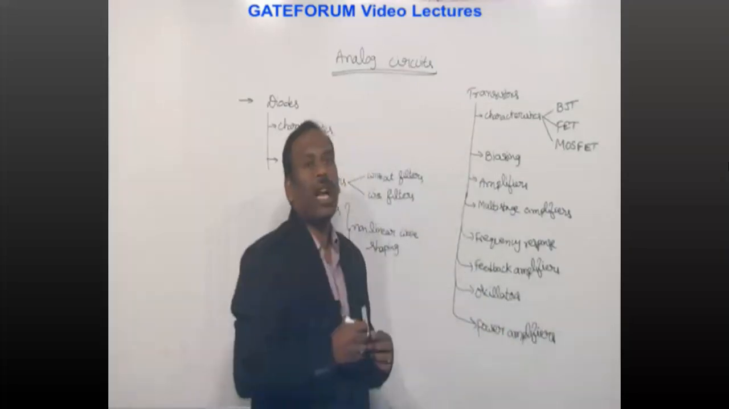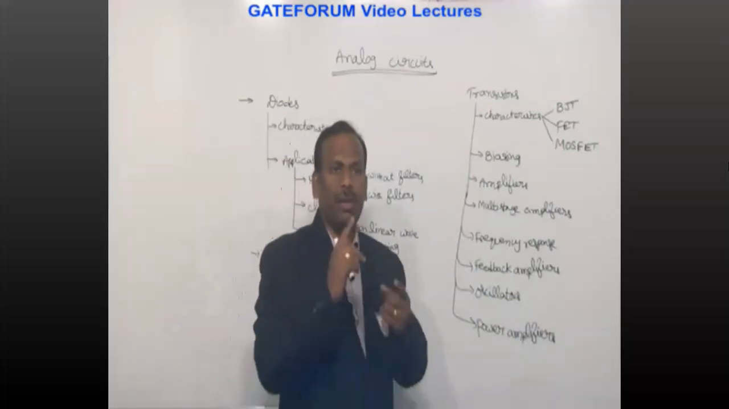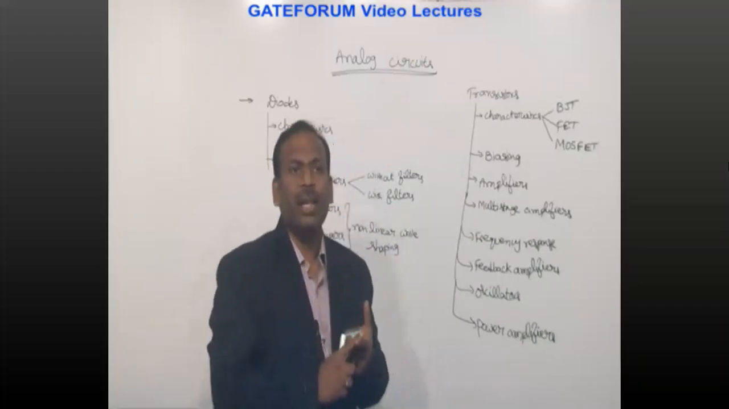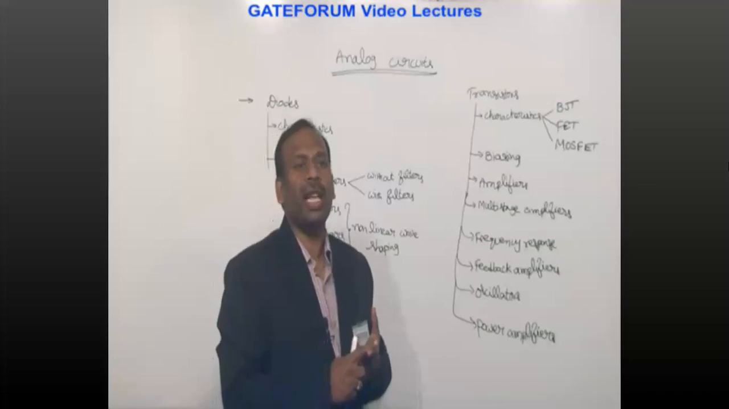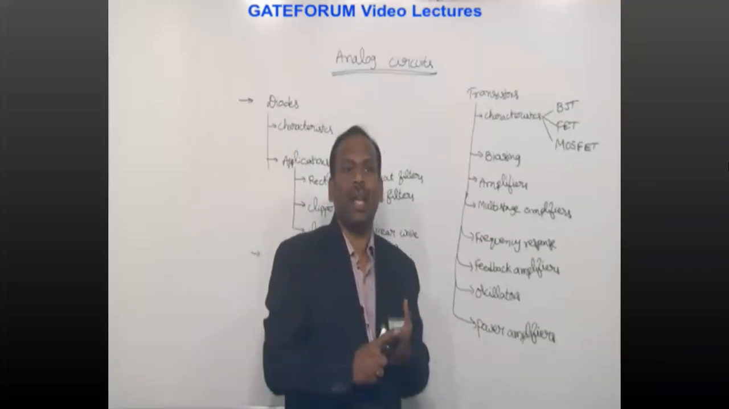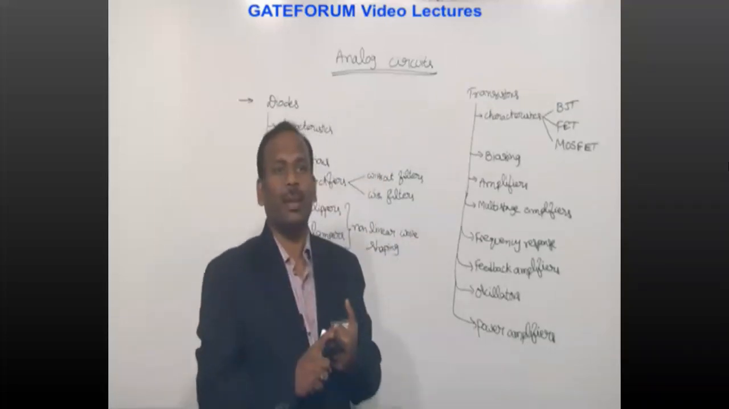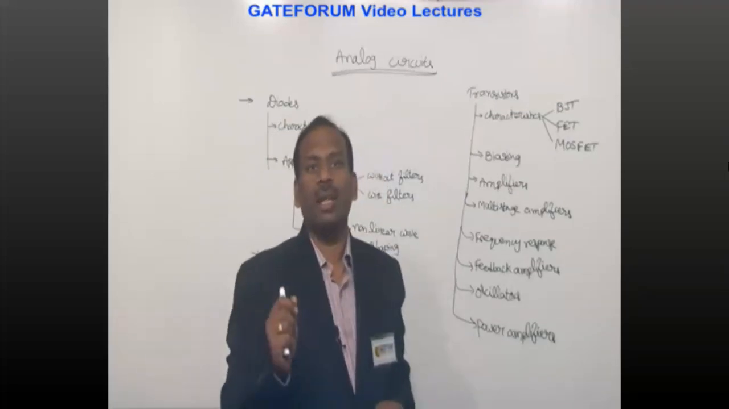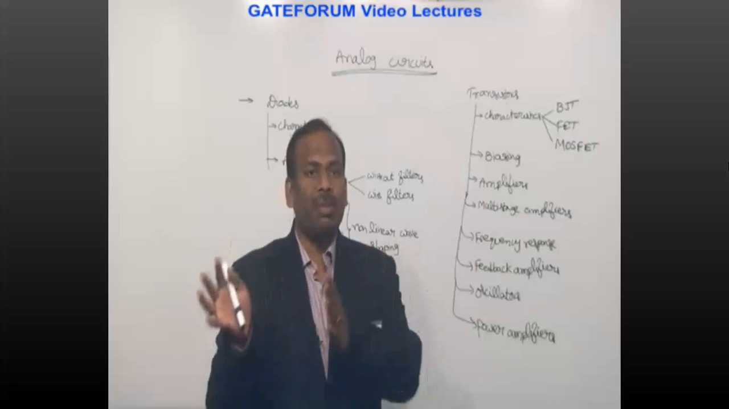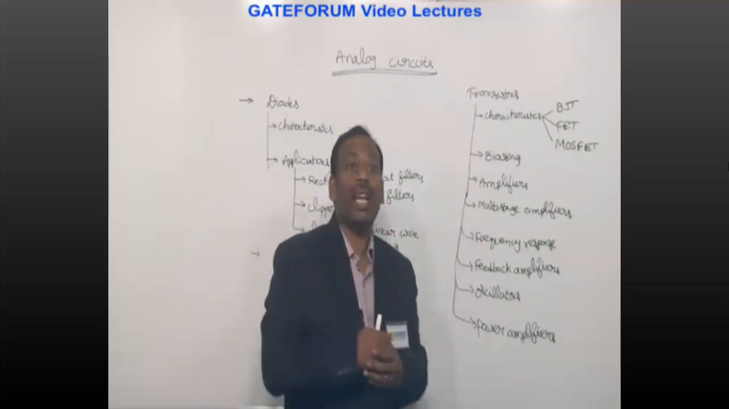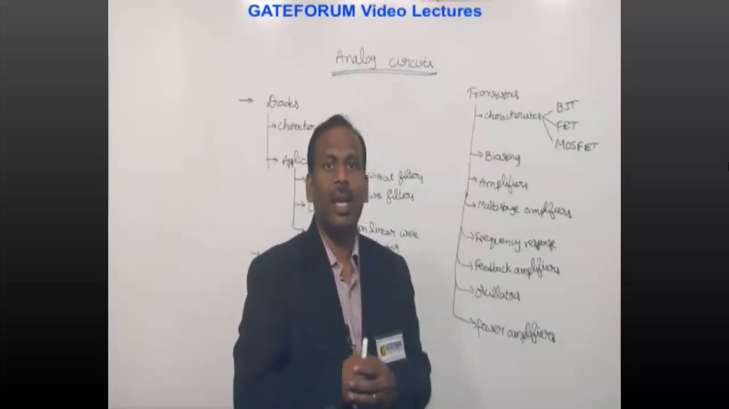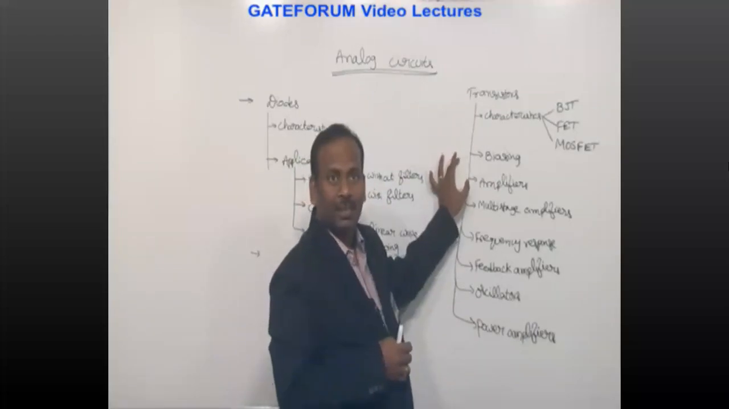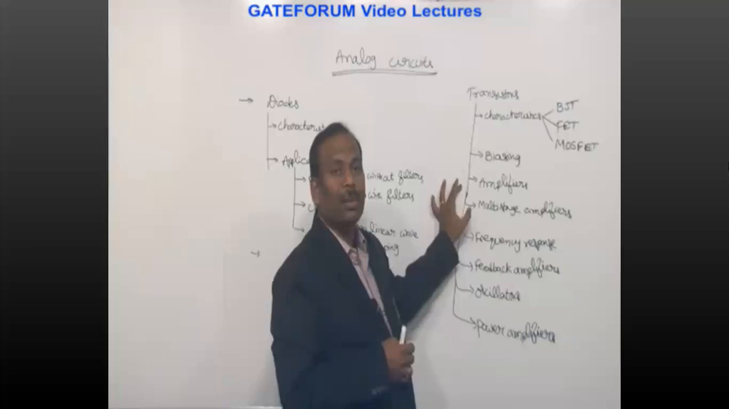So we start with the transistors. We have to see first characteristics. Here transistors means bipolar junction transistors, abbreviated as BJT. The next one is field effect transistor. Once again, field effect transistor has two types: junction field effect transistor and metal oxide semiconductor field effect transistor, abbreviated as JFET and MOSFET. So we have to see the characteristics of these three transistors. Once the characteristics are over, we have to go for the biasing. After biasing, we have to come to the amplifiers.